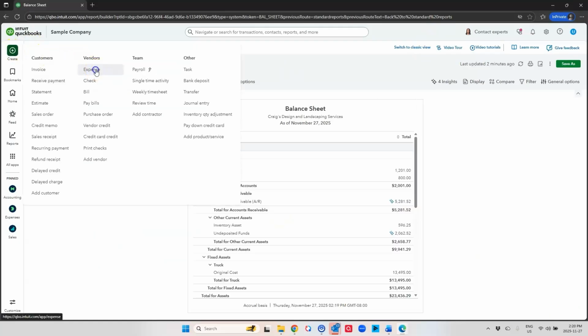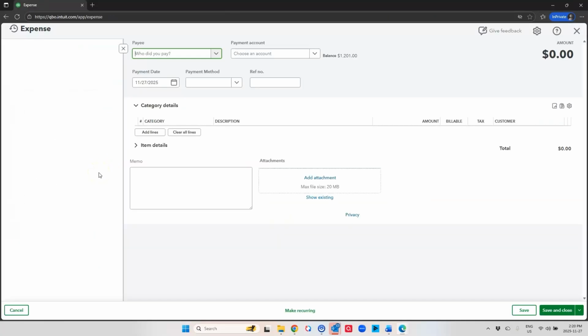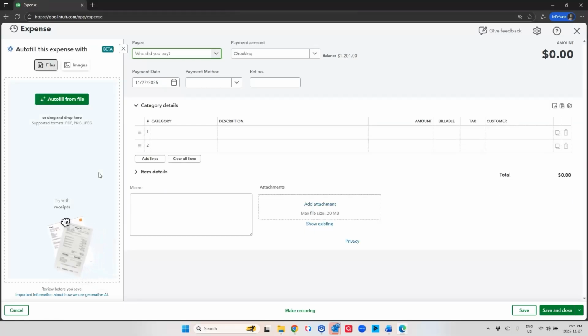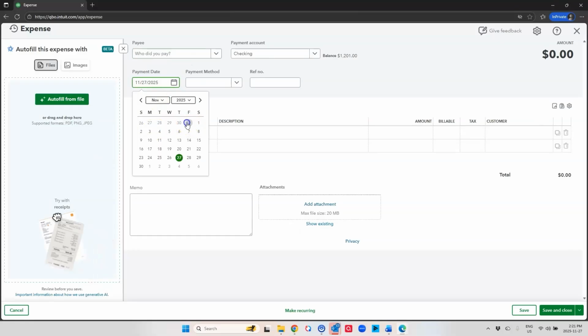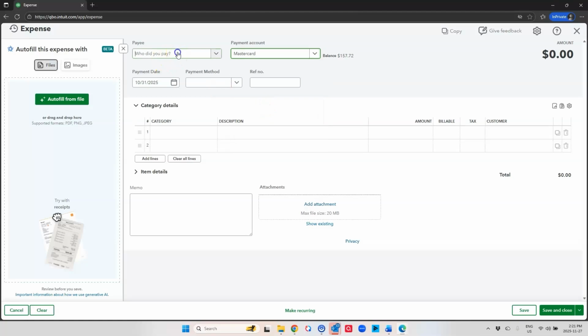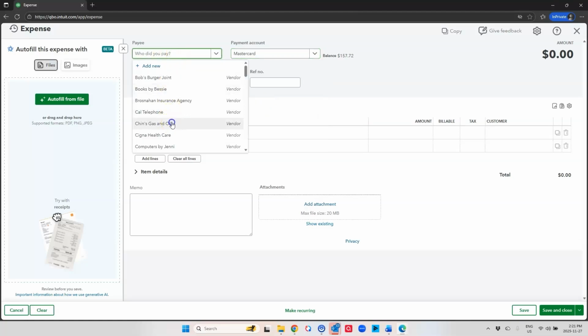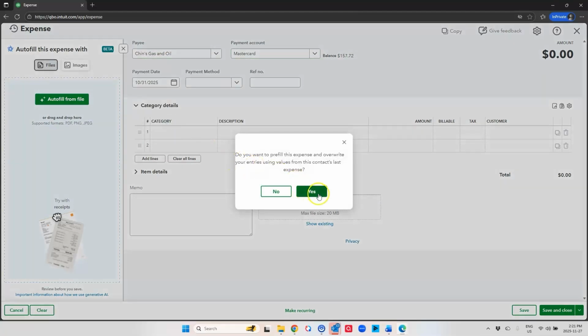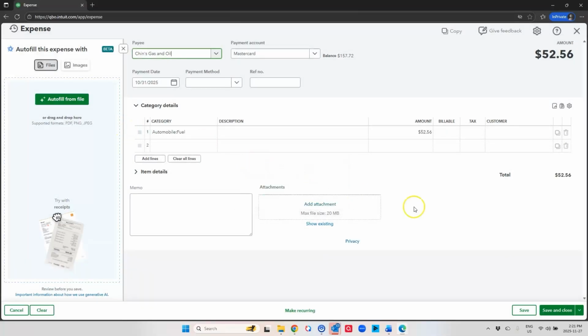So I'm going to try to create an expense in here. I don't know, maybe some guy just gave me a receipt from the truck that didn't appear on the credit card statement yet. So that's what we're going to say happened. So there was a payment from MasterCard here. I want to go to gas and oil. Yeah, let's just fill with the last one. There we go, automobile fuel.